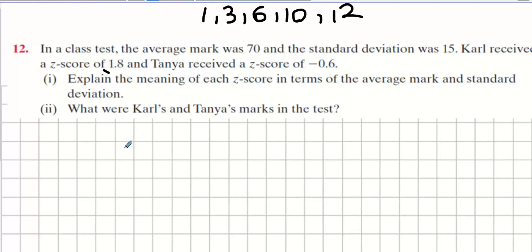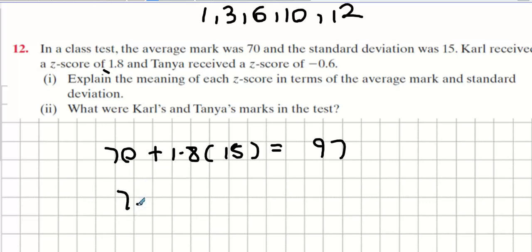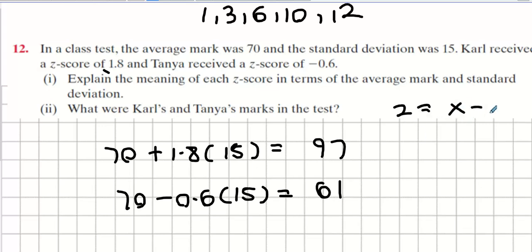All you have to do is get 70 and then do 1.8 times the standard deviation, which is 15. What's 70 plus 1.8 times 15? What do you get? 97. The other score is 70, take away 0.6 times your standard deviation, which is 15. And what do you get here? 61. Yeah.